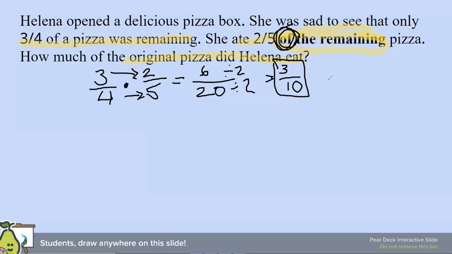So this answer makes sense because there's only 3/4 of the pizza remaining. If she eats some of it, only 2/5 of it, then she is not eating that entire rest of the pizza, although that sounds delicious.